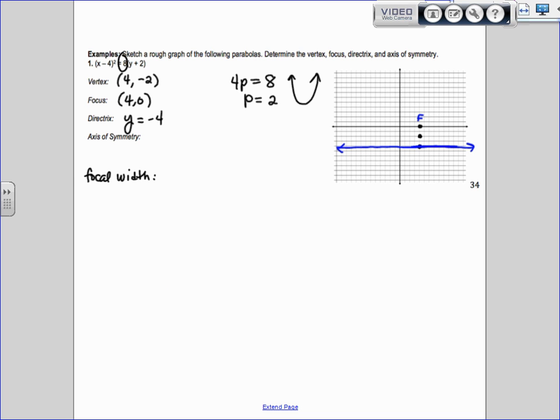So y equals -4. And the axis of symmetry, that's the dotted line. That's kind of our fold line for a parabola. That's going to be an x equals in this case. So x is equal to 4.